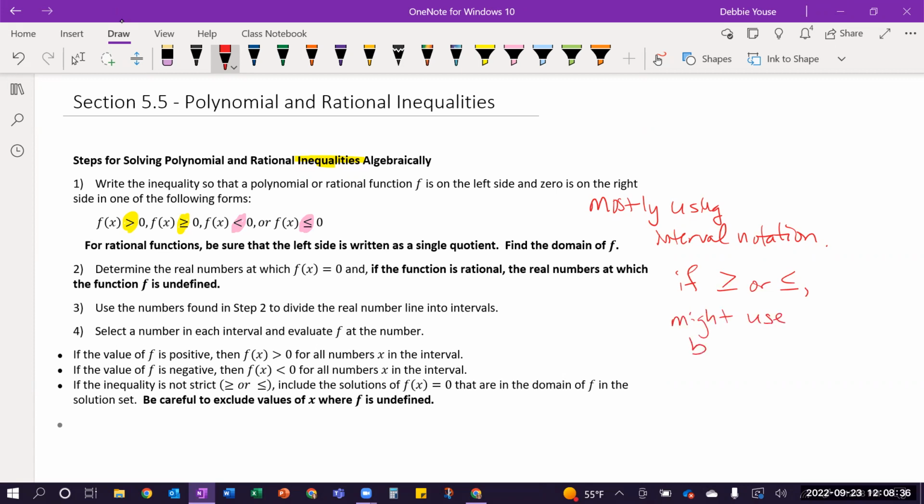you might use brackets in some way, and those are the ones that look more boxy and kind of square. And then if instead just using greater than or less than, then you might only be using parentheses. Spell that correctly.